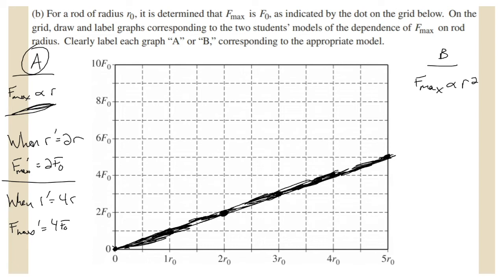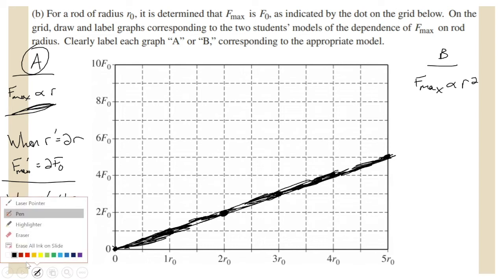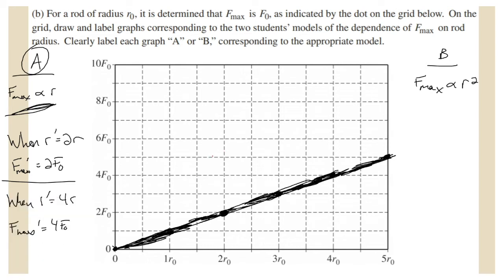Now that I've totally obscured my data points, I'll just go back in red and color them in again. I'll make the other ones a different color. And so there is your line for student A's model. The force is directly proportional to the radius.